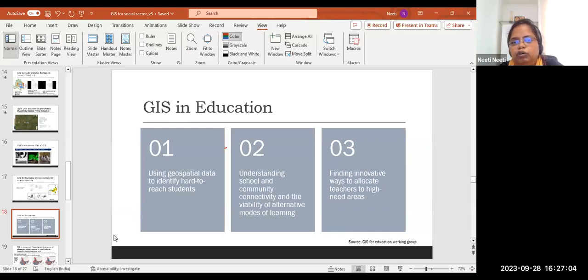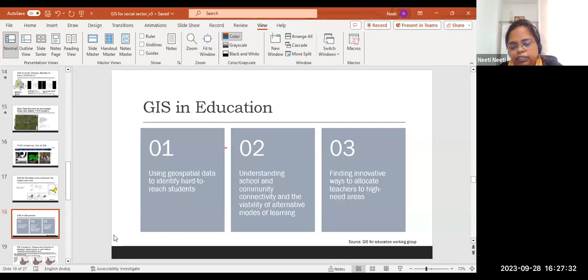So in fact, during COVID-19, one of the sectors which was most badly hit was the education sector. And that's the time when UNESCO and some other organizations came up with an idea that there needs to be internet connectivity, because still we have millions of people who do not have an internet connection. So at a global scale, they are trying to do that, okay, all the schools and communities need to be connected with the internet. And for that, they are using GIS.